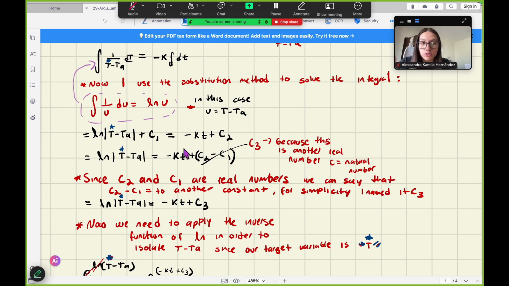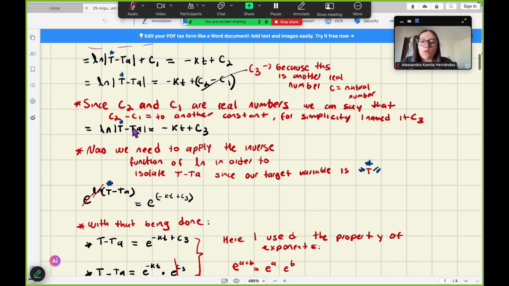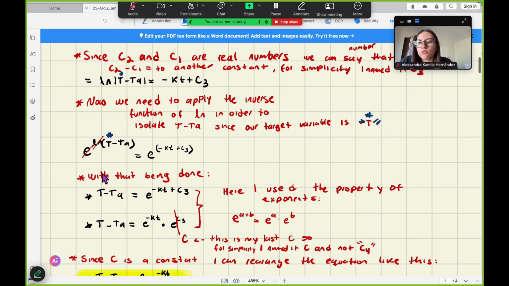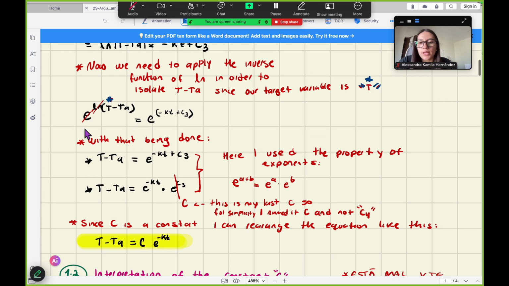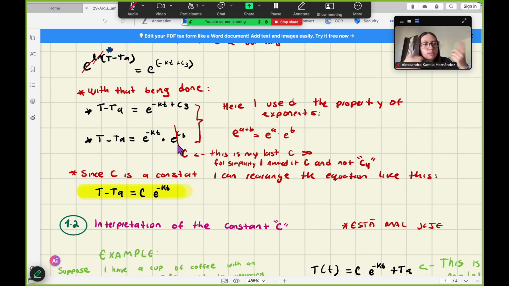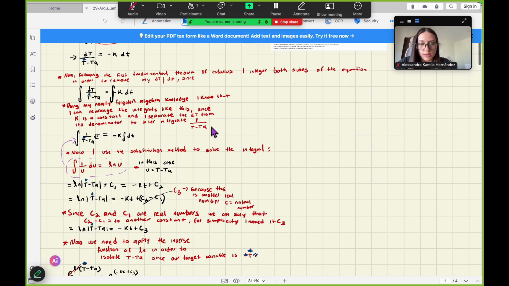Since both of these are constants, they are real numbers, so I can add them up and consider them as one variable, and in this case I named it C3. Since now I get it like this, and because I have a natural logarithm and my target variable is t, I need to apply the inverse. So applying that, I get this, and using the properties of exponents, I know that this is equal to this, and I know that e to the power of c is a constant. So at the end, I obtain this model. So that's how we got from this to that.